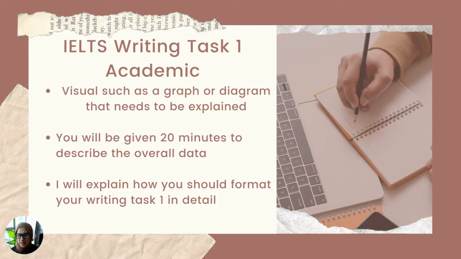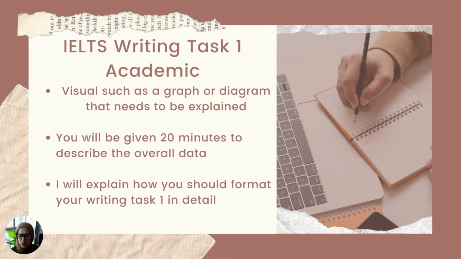In the IELTS Writing Task 1 academic section, you will be provided with a visual, something along the lines of a graph or a diagram, a bar graph, maybe a line graph, and you need to explain in your answer what the graph or diagram is showing, what information you have understood from it. However, you only have 20 minutes to complete this section, which is not a lot of time. That's why I decided to make this video to help you get done right under the 20-minute mark.